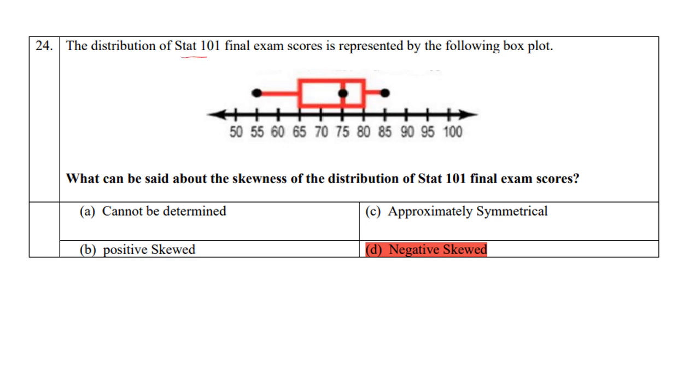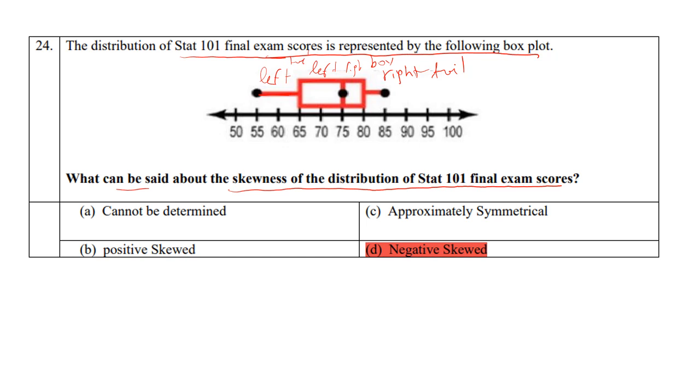Now the distribution of Stat 100 final exam scores is represented by the following box plot. What can be said about the skewness of the distribution of Stat 100 final exam scores? Look here. This is the left tail, and here there's the left box, right box, and right tail.